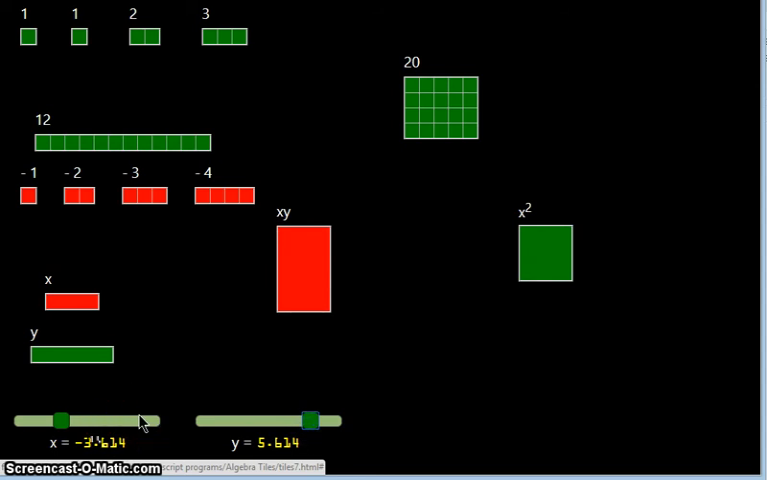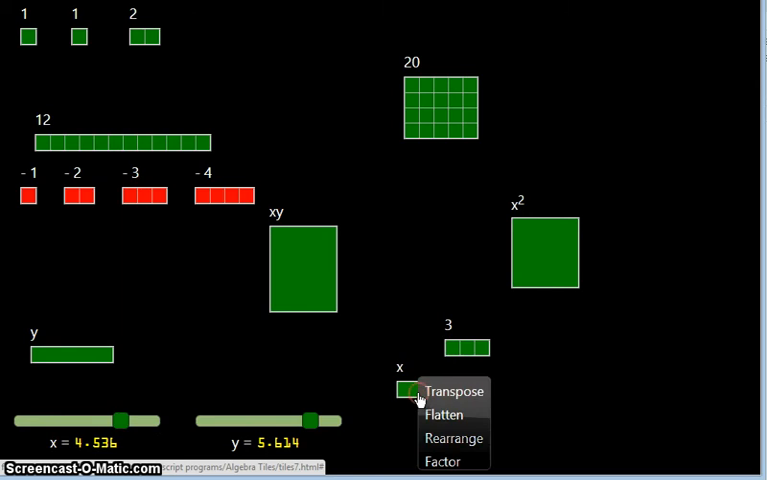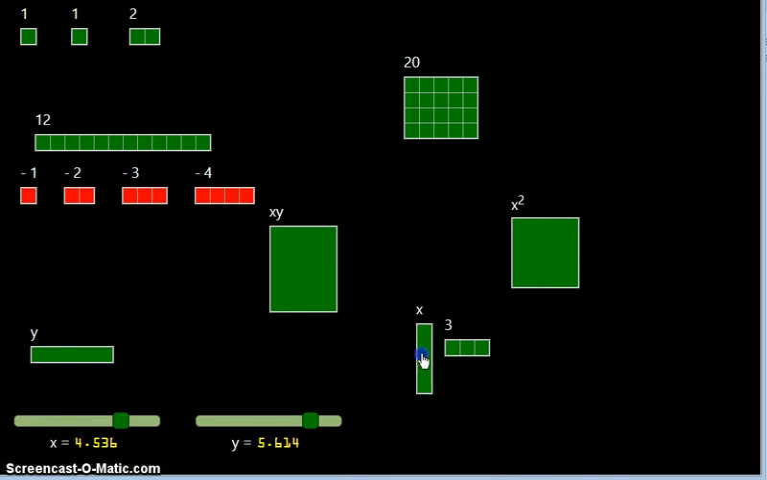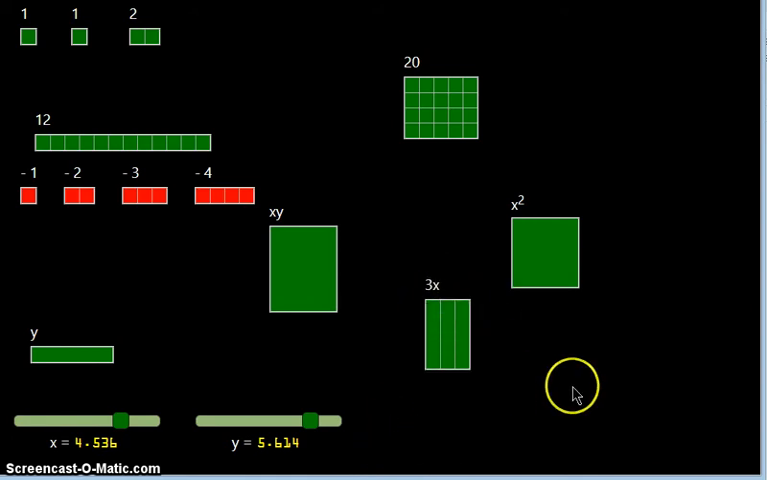Okay, so now also you can multiply a variable by a number. Let's multiply 3 by x. I'm going to make x positive. And so I'll again transpose one of them, doesn't matter which one, and then put them together, and I get a rectangle whose width is 3 and height is x. So that's 3x.